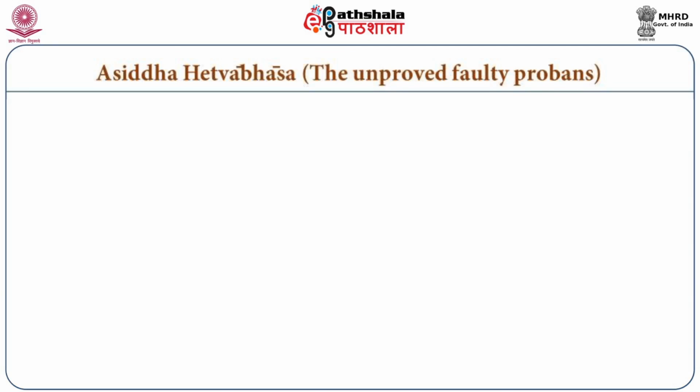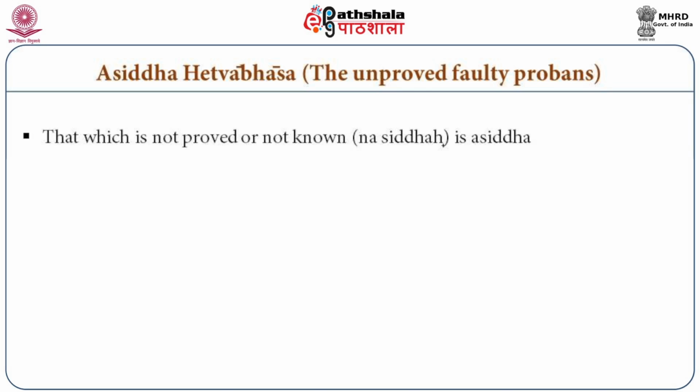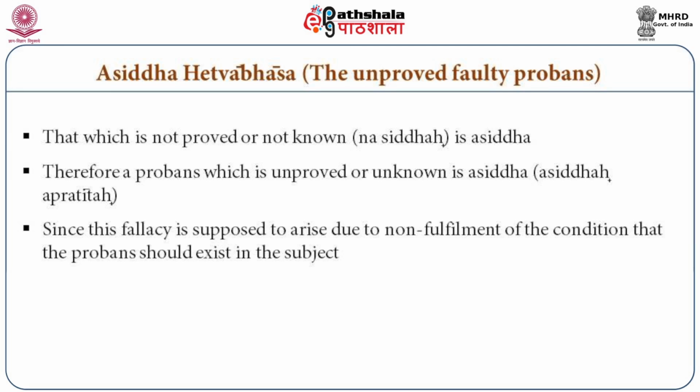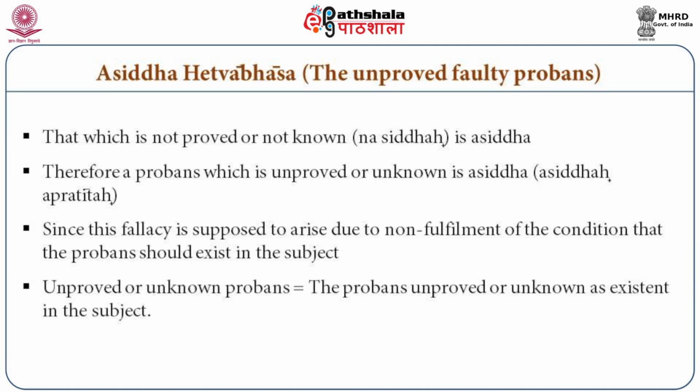So, now let us consider the three Hetvabhasas one after the other. First, we will consider Asiddha Hetvabhasa, that is the unproved faulty probans. Asiddha means na siddha, siddha which is not proved or not known. Therefore, a probans which is unproved or unknown is asiddha. Since this fallacy is supposed to arise due to non-fulfillment of the condition that the probans should exist in the subject, the unproved or unknown probans is the probans which is unproved or unknown as existent in the subject.